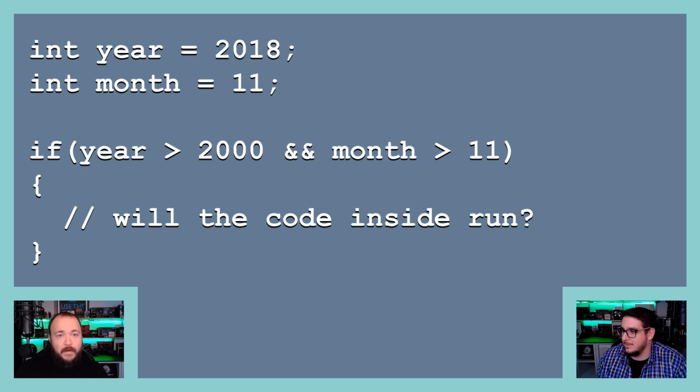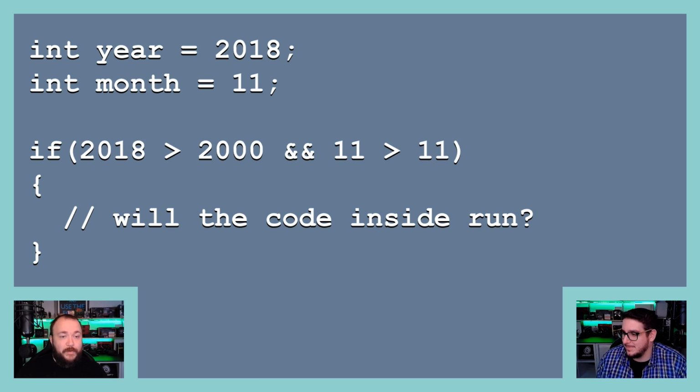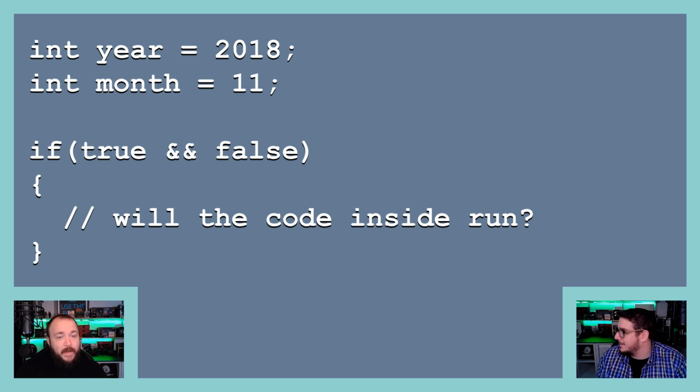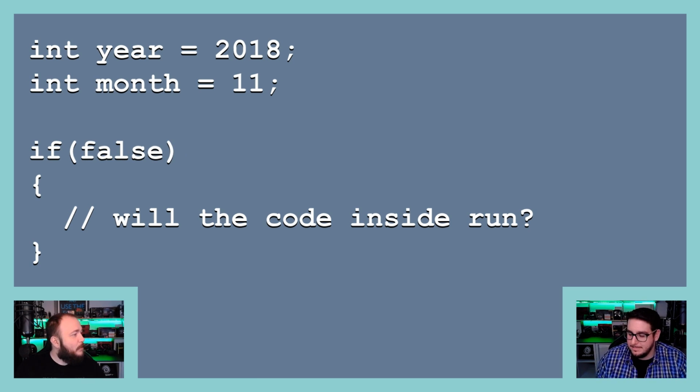Next one. So year is 2018. Month is still 11. This is false, because the month is equal to 11, but it's not greater than 11. So again, year is 2018, bigger than 2000. That is true. But the second one, is 11 bigger than 11? That is not true. We have true and false, which is false. So it's false, and we will not go inside.